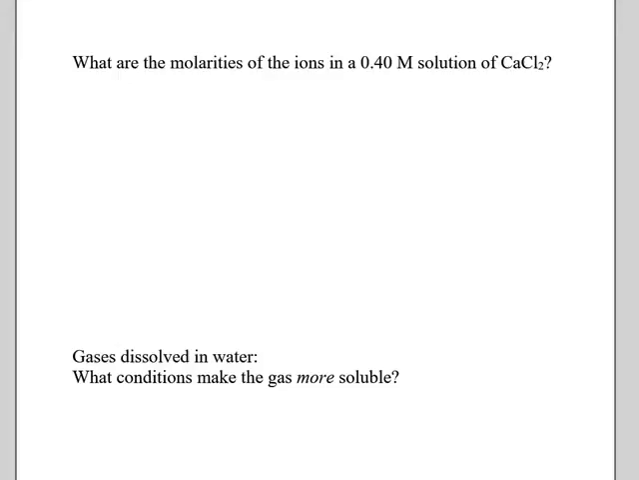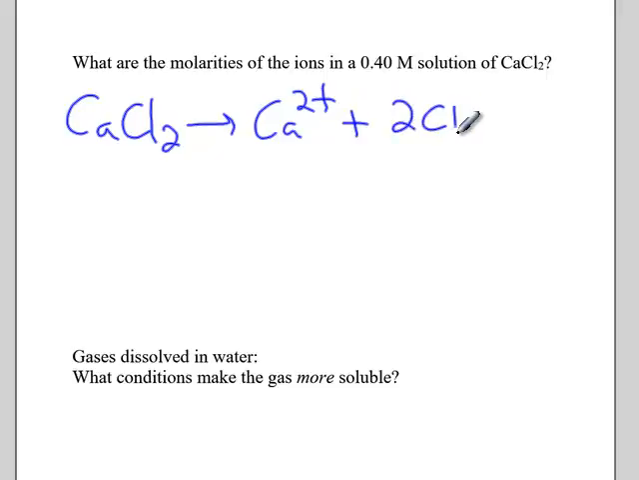We can also apply the concept of the molarity of a solution to something we learned before when we were looking at ionic compounds such as calcium chloride. Remember, if an ionic compound is soluble in water, it dissociates into its cations and anions. So calcium chloride is soluble and will form the calcium 2 plus cation and 2 chloride anions.